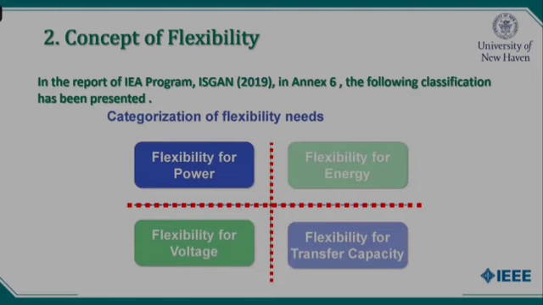Okay, again, in the report of the IEA program in Annex 6, we can see an interesting suggestion about the classification of the categories of flexibility needs, which I have used for my presentation. You can see in this annex, we have 4 types of flexibility: flexibility for power, flexibility for energy, flexibility for voltage, and also flexibility for transfer capacity. Next slide, please.